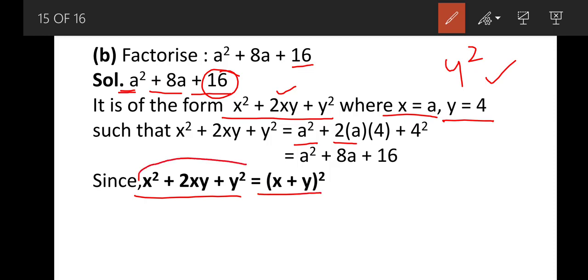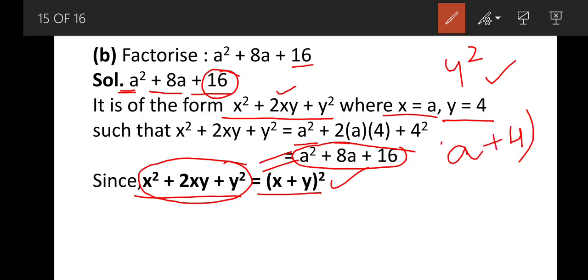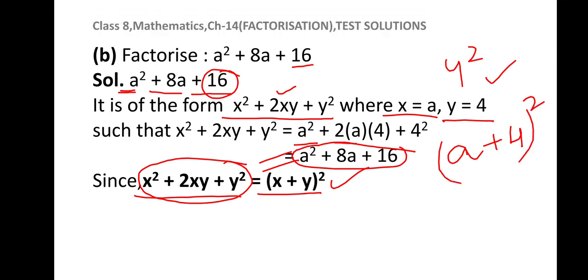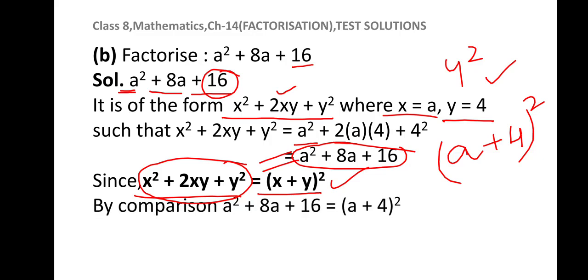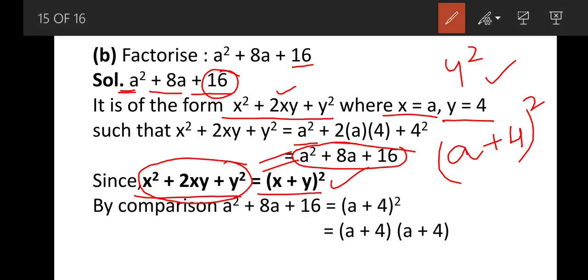So this side is of the same type as it is given to us in the question, that is a square plus 8a plus 16. So we need to write down this side, that is x plus y whole square. And what is our x? A. What is our y? That is b, 4. So a plus 4 whole square will be the answer, or a plus 4 into a plus 4. Like this you need to write down as I told you. So the factors will be a plus 4, a plus 4. This step is also correct. If you are writing this step, that is better. So this is the last question.